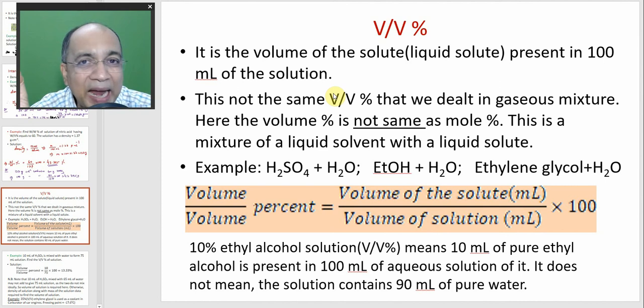So they will not mix ideally to form a total volume equal to the sum of the individual volumes. Therefore, we don't say 100 milliliter of solvent. We say 100 ml of solution. The volume of the solution data has to be given. Otherwise, it is wrong to assume that the sum of the solute liquid and solvent liquid will be equal to the actual volume of the mixture, right?